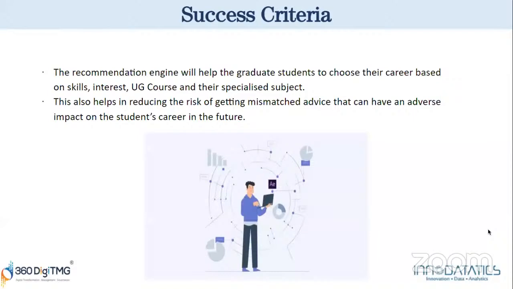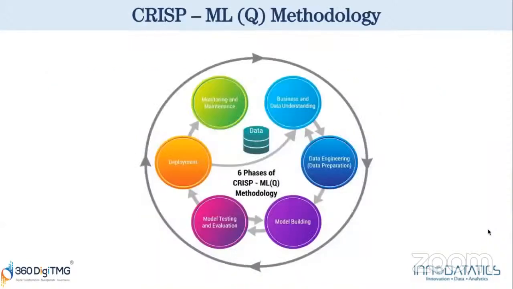So, insights on success criteria. The career recommendation system will be helpful to select the best suited career path based on the UG course and its specialization, skills and interest. These days, there are a lot of related study fields available, which makes the students confused. So this software will recommend on the basis of students' responses. Moving on to the next slide, CRISP-ML methodology.